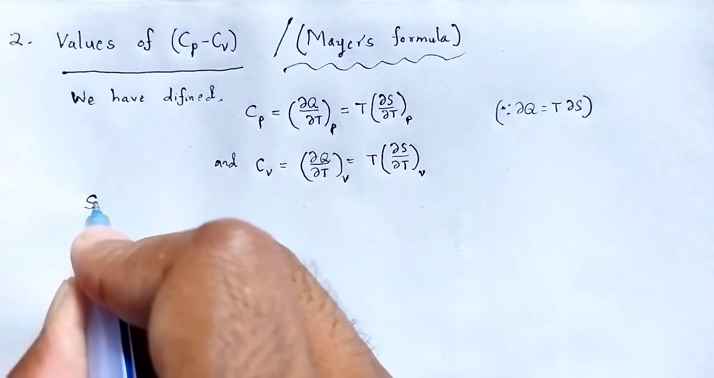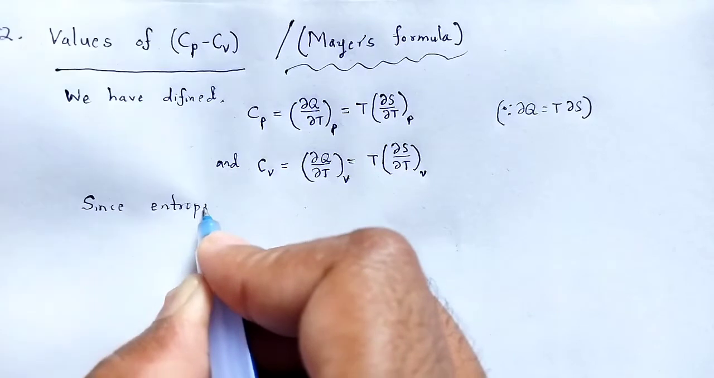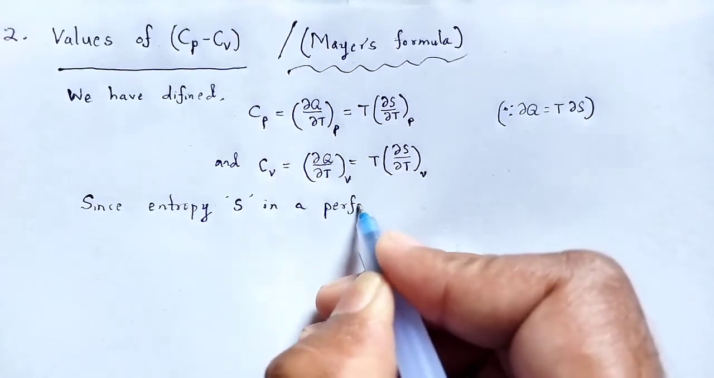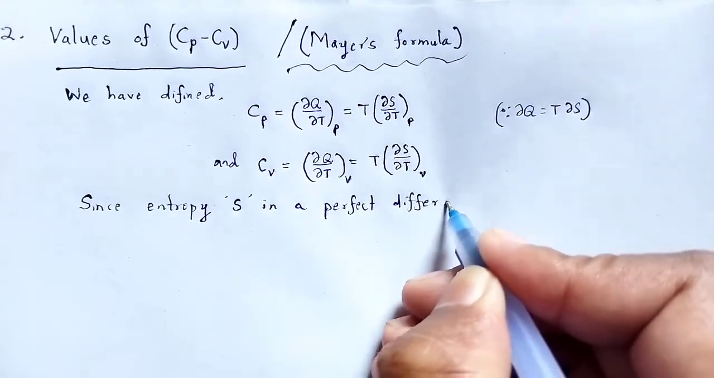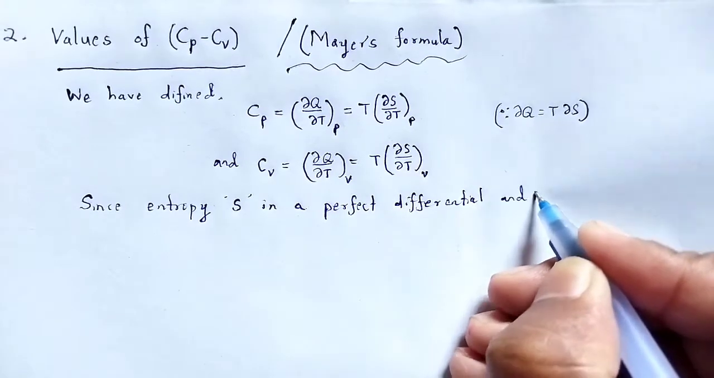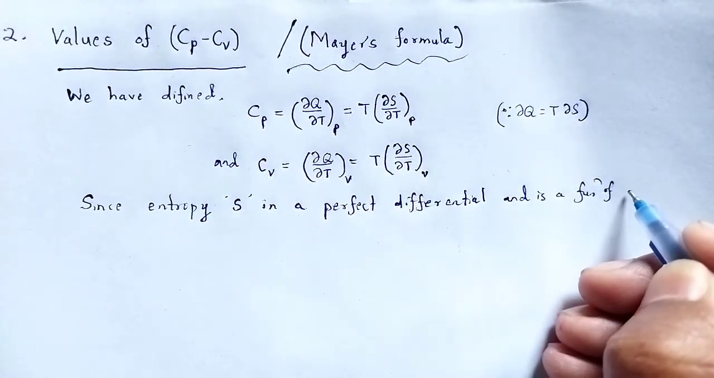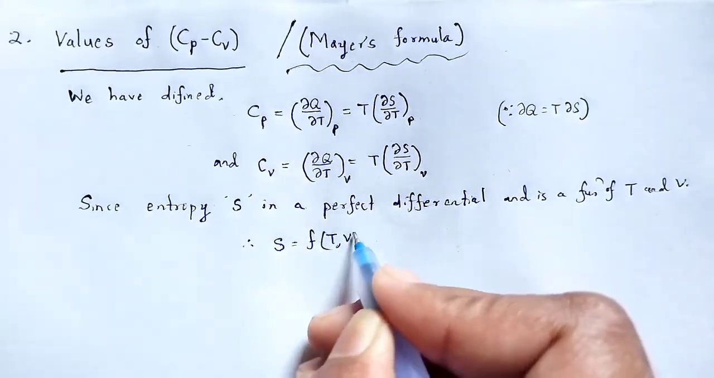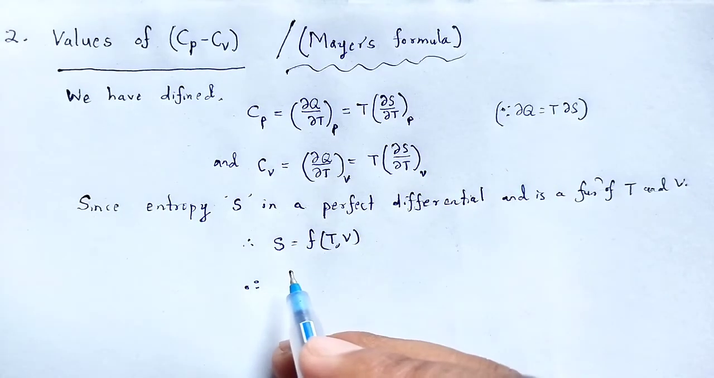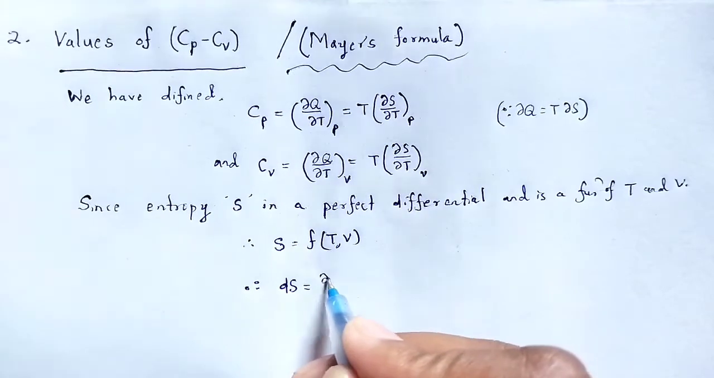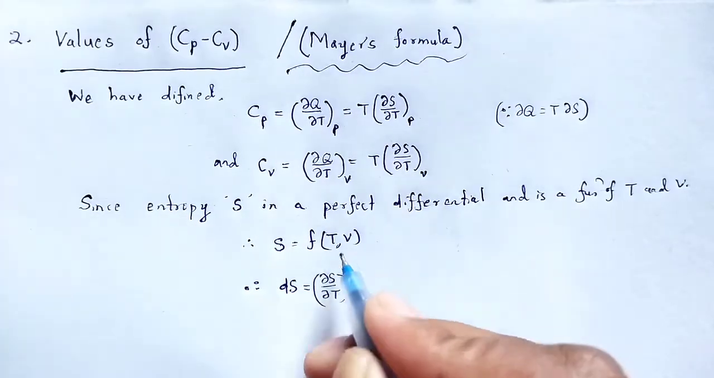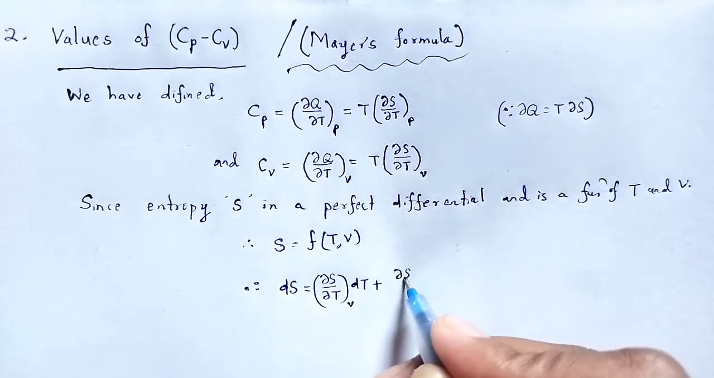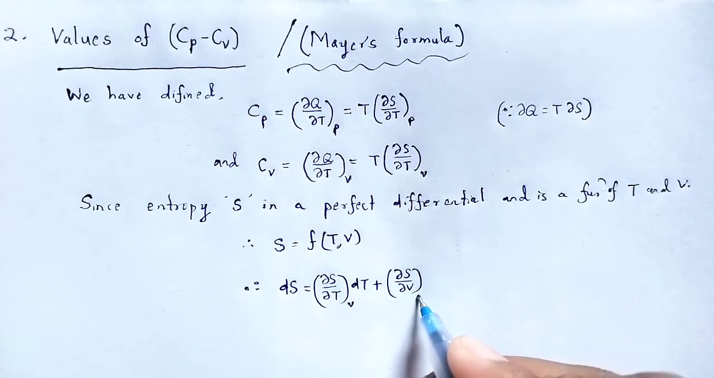Since we know entropy S is a perfect differential and is a function of temperature and volume, therefore we can write, since it is a perfect differential, dS is equal to del S by del T at constant volume dT plus del S by del V at constant temperature dV.